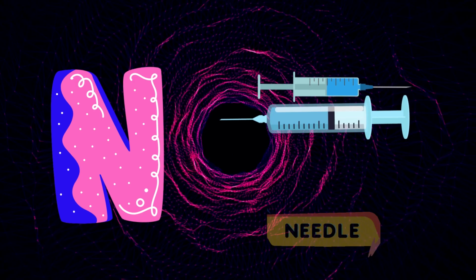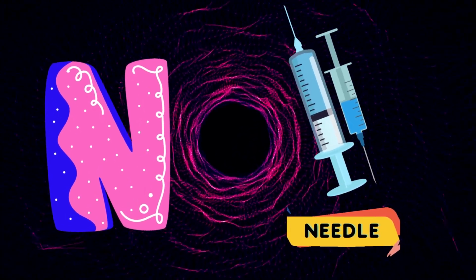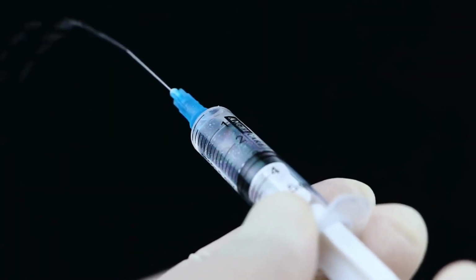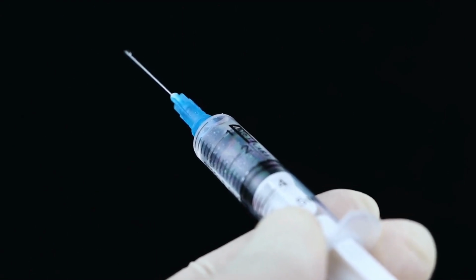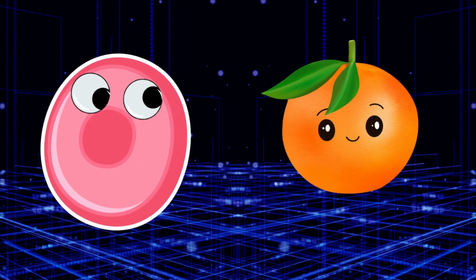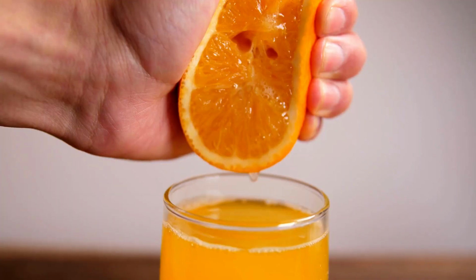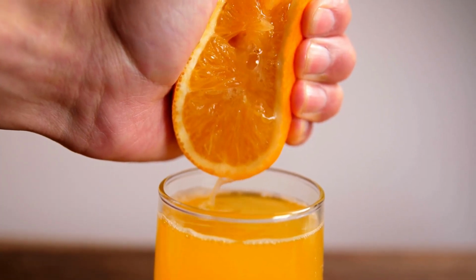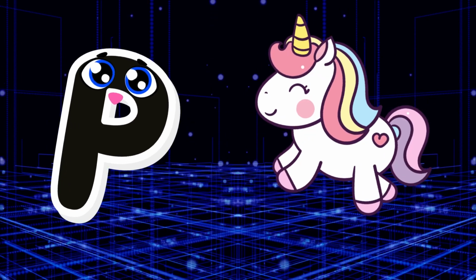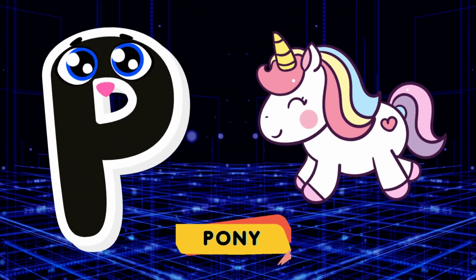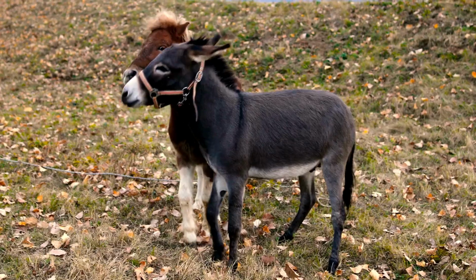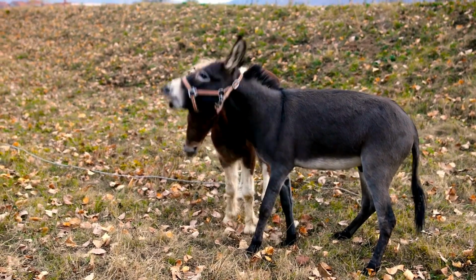N is for needle, N, N, needle, N, needle. O is for orange, O, O, orange, O, orange. P is for pony, P, P, pony, P, pony.